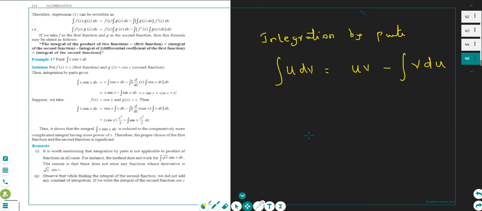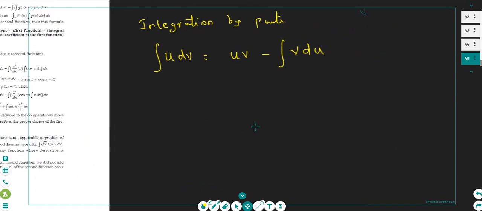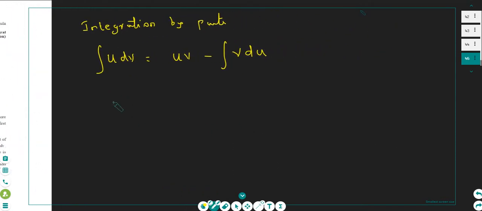The question is integration of x cos x dx. So how do you do this one? First we need to understand what is u and what is v. We need to choose what is u and what can be considered as v.